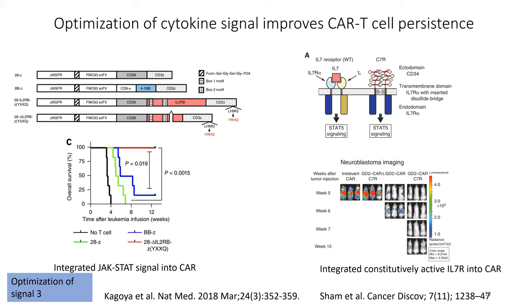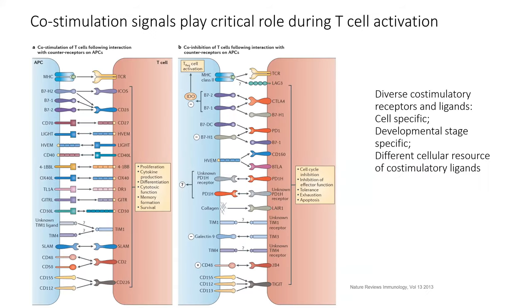And Kagoya and Sam reported that they integrated a JAK-STAT signal into the CAR, or integrated a constitutively active IL-7 receptor into the CAR, both providing the additional signal three for T cell activation. And then they showed a better persistence of CAR T cells in vivo and improved anti-tumor efficacy. But we focus on the co-stimulation signals.